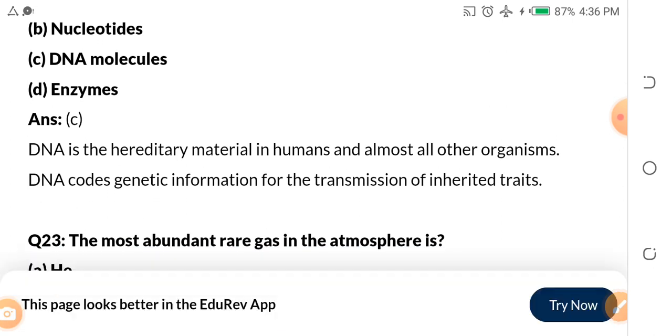DNA is the hereditary material in humans and almost all other organisms. DNA codes genetic information for the transmission of inherited traits.